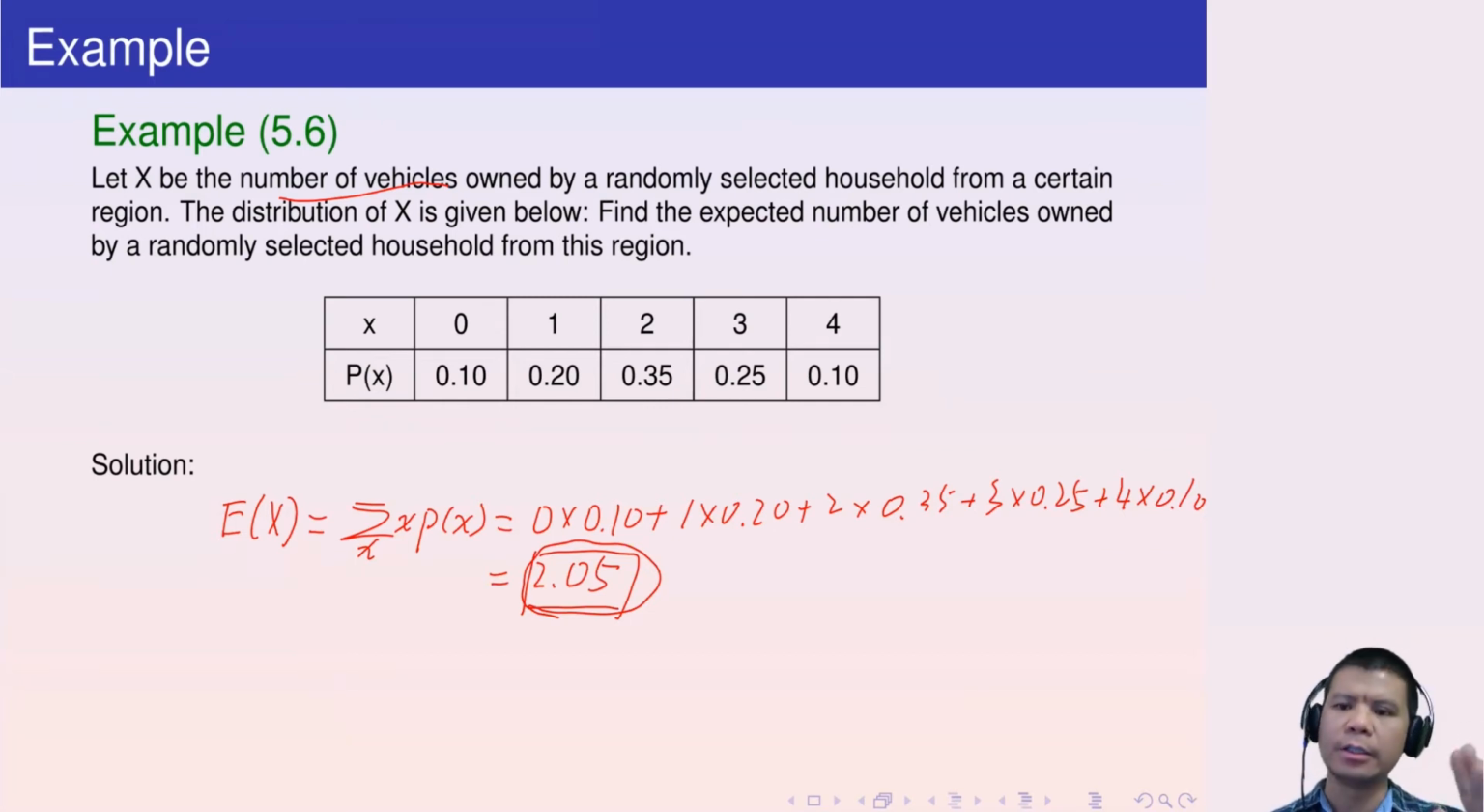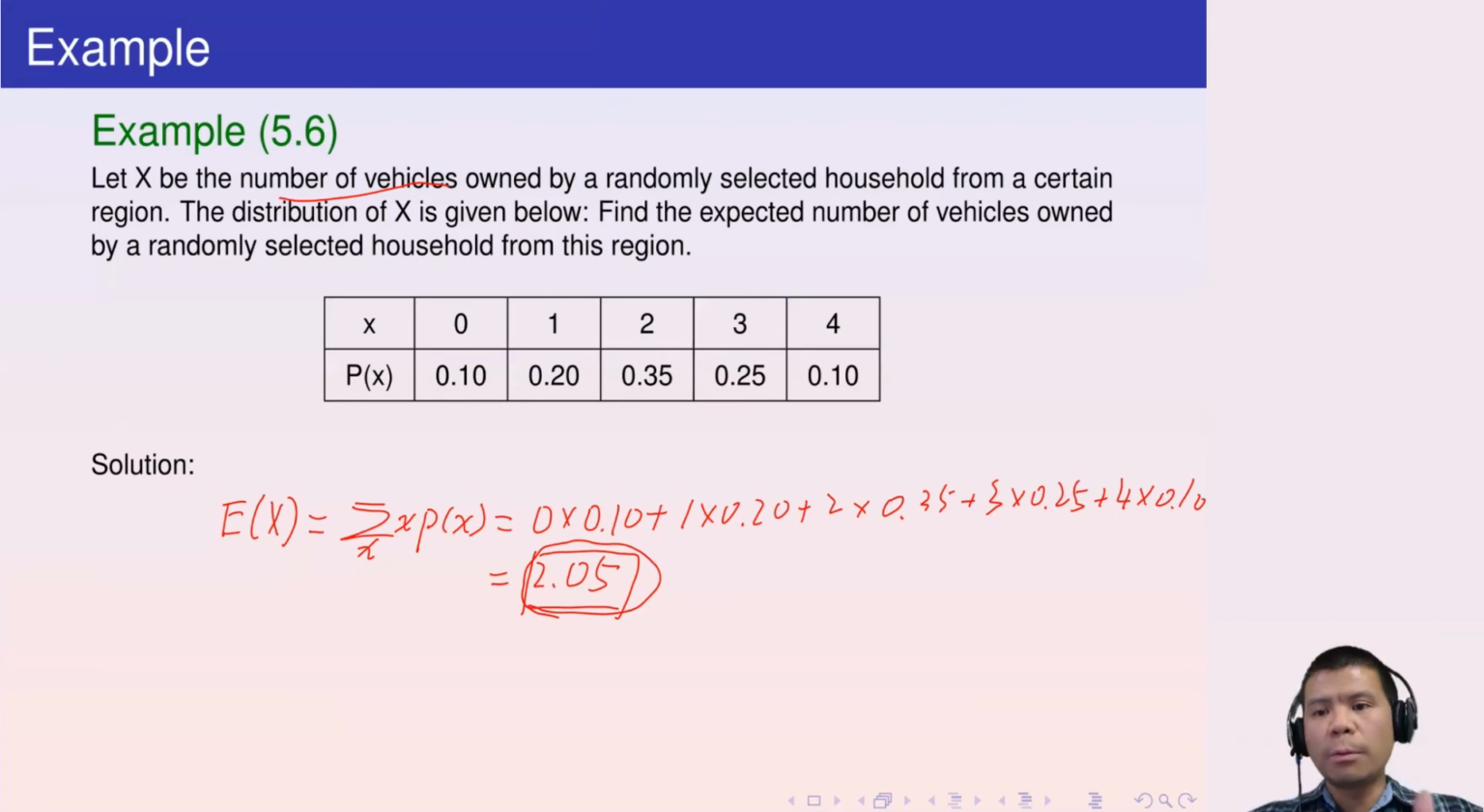The expectation of a random variable is a theoretical average of the random variable in the long run, okay? So for instance, if household 1 has 1 vehicle, household 2 has 2 vehicles, then what is the average number of vehicles? It's going to be 3 over 2, that's 1.5. So the average is 1.5, okay?